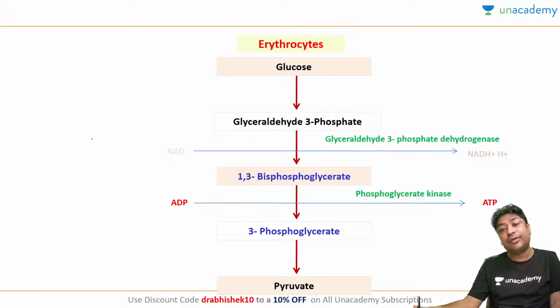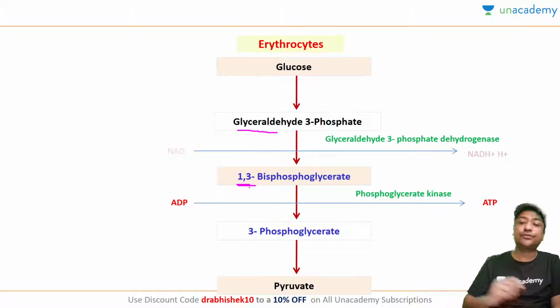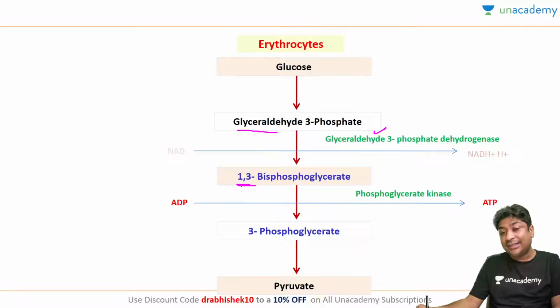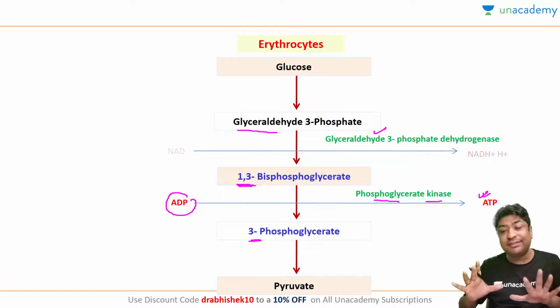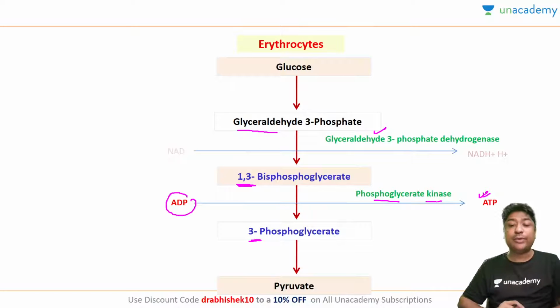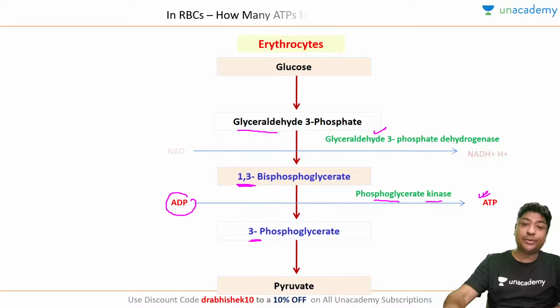This is basically an overview of glycolysis. One step particularly we are going to learn is this glyceraldehyde 3-phosphate is converted into 1,3 biphosphoglycerate. The enzyme is glyceraldehyde 3-phosphate dehydrogenase, and then 1,3 biphosphoglycerate is converted into 3-phosphoglycerate, and 1 ADP is converted into 1 ATP, and the enzyme is phosphoglycerate kinase. So this is a very very simple reaction. This is what is going to happen in your Rapoport Luebering cycle.